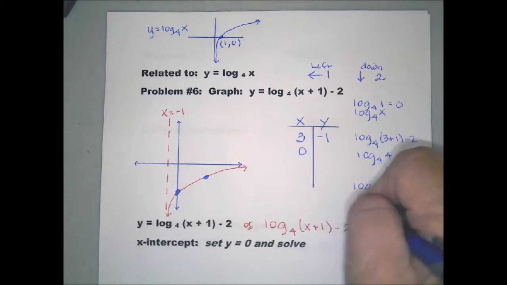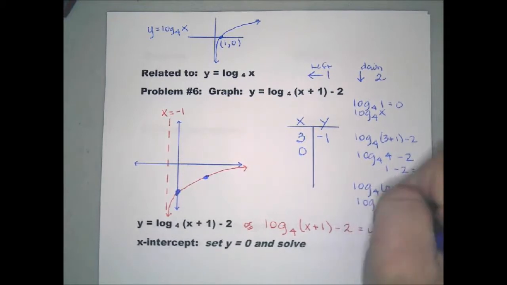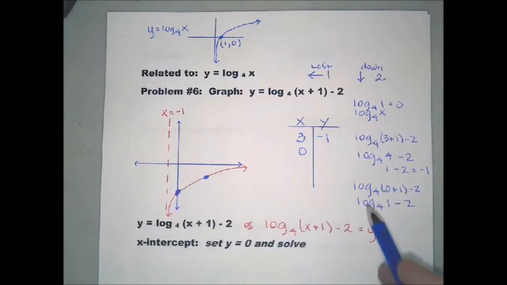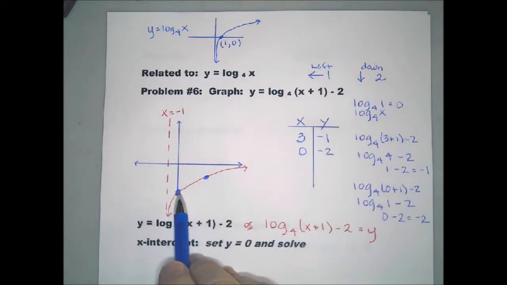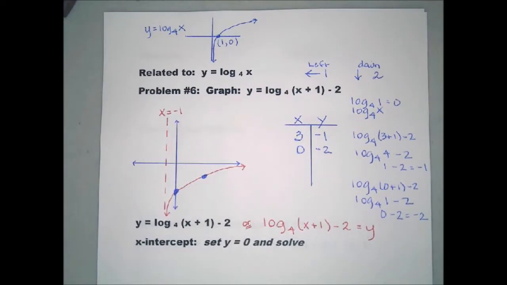So log base 4 of (0 plus 1) minus 2. So that's log base 4 of 1 minus 2. Now I know what log base 4 of 1 is. What power turns the number 4 into the number 1? It's 0. So 0 minus 2 equals -2. So when x is 0, y is -2. And we actually already have that right there. And I've got a couple points, and that's really all I need to know.